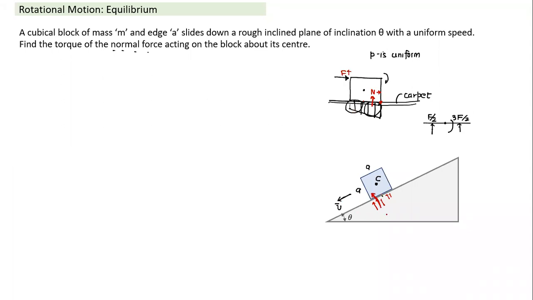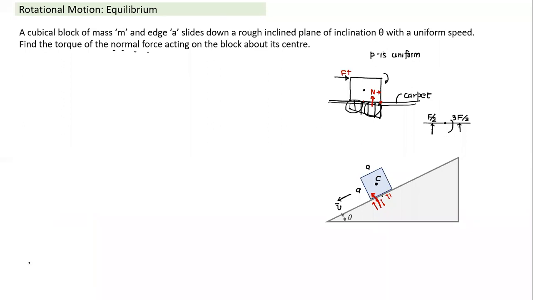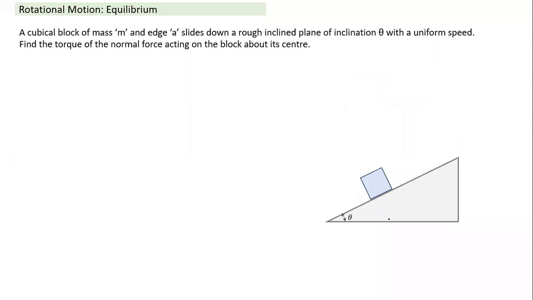We don't know what the normal reaction is here, but we can find torque in some other manner. How do you find torque? We find something else which is equal to the torque created by the normal reaction, and which can be found. We cannot find the normal reaction here because we don't know how the distribution is. Let's understand, if I calculate torque about the center, there are three forces acting.